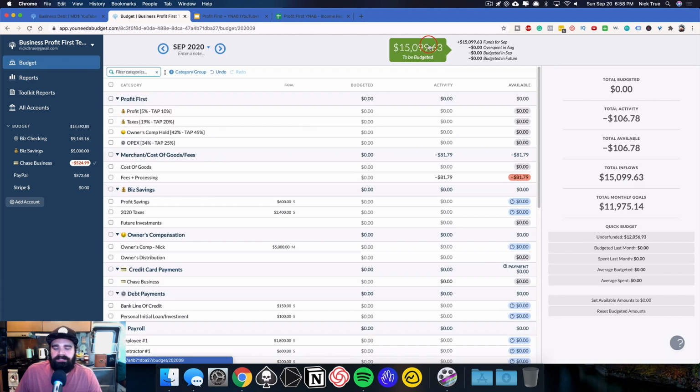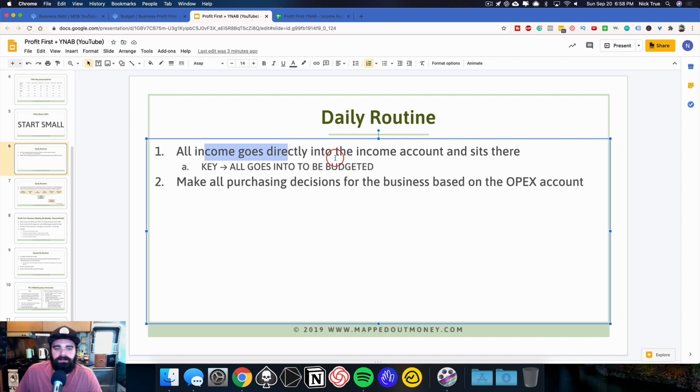So now we're back in To Be Budgeted. That's what's going to happen on a daily basis. All income goes directly into the business checking account. It just sits there, and the category is To Be Budgeted.